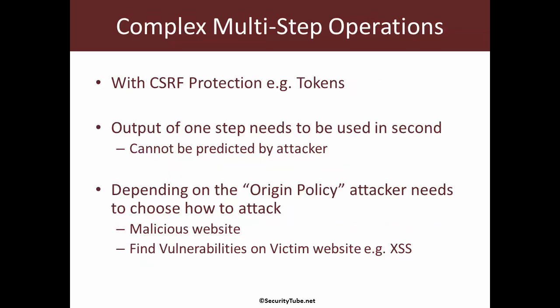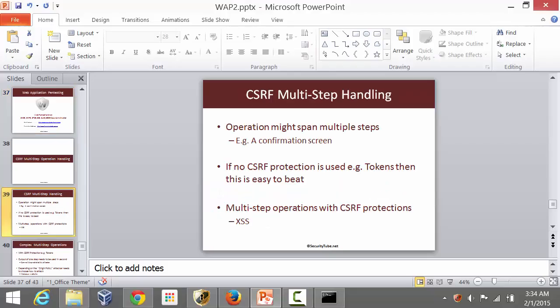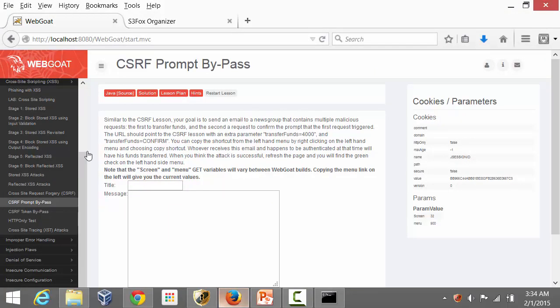Okay, so let's actually do the demo before we talk about complicated multi-step operations with tokens. So in this case, there are no tokens, and I'm going to be using the WebGoat application I used in the last demo. And the one we are going to use this time is the CSRF prompt bypass. Now this is similar to the last demo. Let's actually go ahead and understand this a little better.